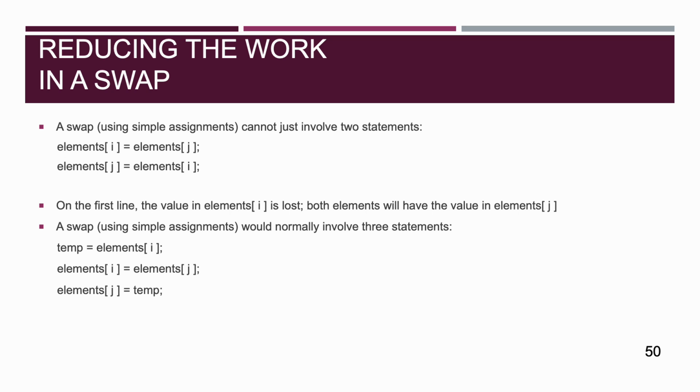So to correctly swap the values without losing data, we need an intermediary step. This is where a temporary variable comes into play. The process involves three assignments.